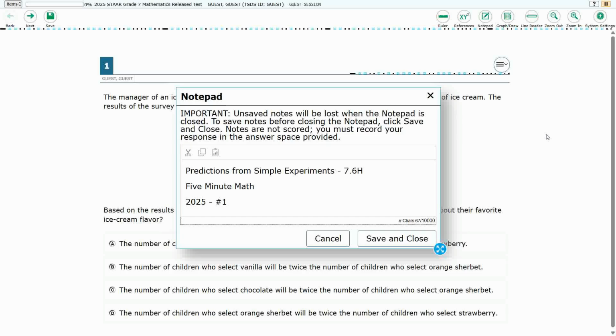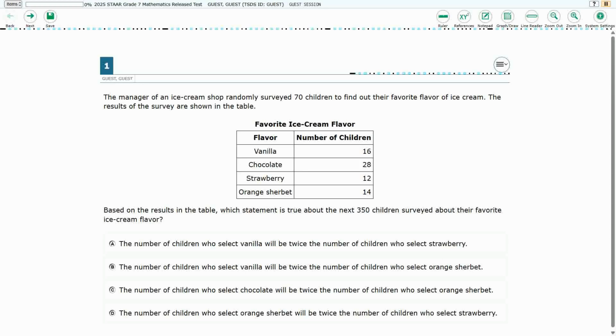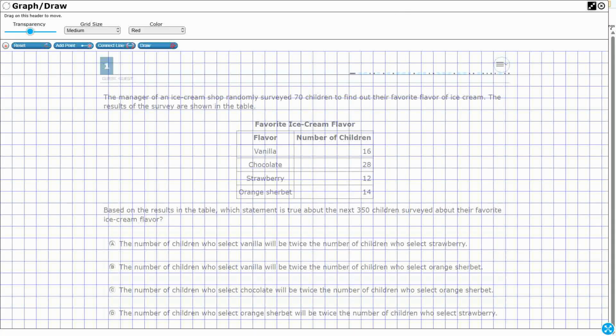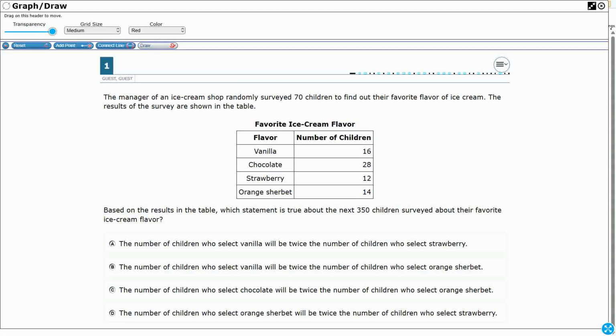Today we are looking at the 7th grade concept of predictions from simple experiments. This is standard 7.6H in the great state of Texas, and we are using item number 1 of the 2025 released STAAR test. If we haven't done so already, please go ahead and take a moment to pause the video, work this problem out on your own, unpause it, and we will look at our answers together.